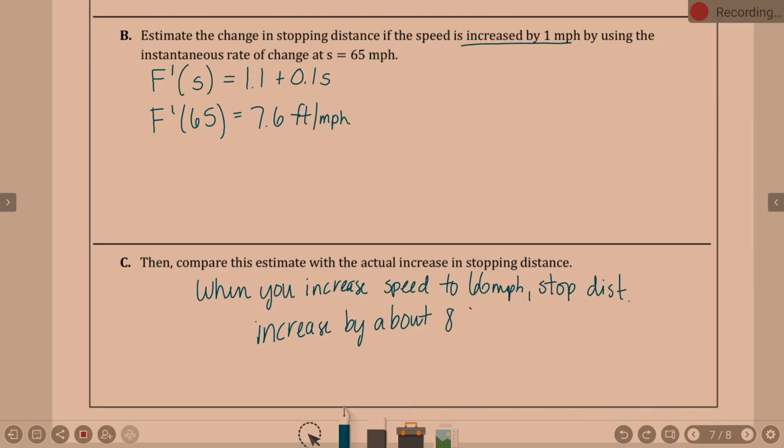Yeah, it's asking you to compare the estimate and the actual. So it's 0.05. So 0.05, right? Okay, guys.